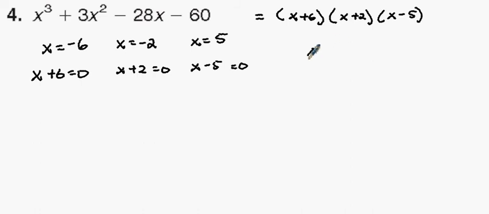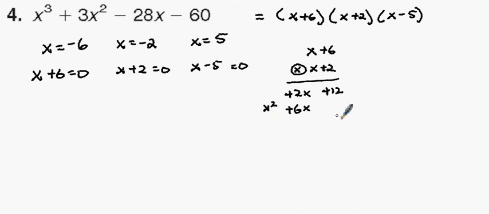So if I go x plus 6 times x plus 2, I get 2 times 6 is positive 12. 2 times x is positive 2x. X times 6 is a positive 6x. And x times x is x squared. And I add my columns, so this becomes x squared plus 8x plus 12. And now let's go ahead and multiply x minus 5. So we're going to multiply that trinomial by x minus 5.